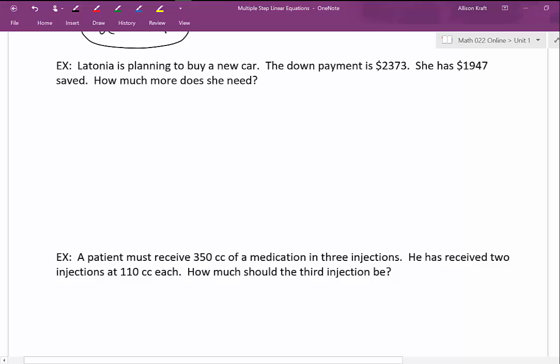I'm going to let my variable be the amount of money that LaTanya needs. Why did I choose that? Well, because that's what they're asking us to find. That's the unknown. So let's let x be equal to the amount of money LaTanya needs.